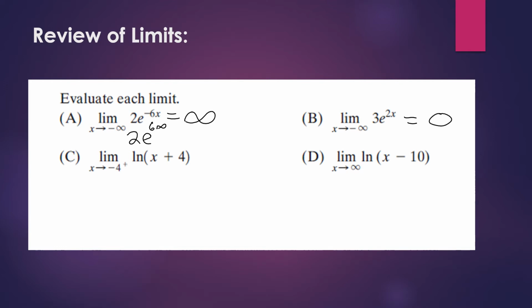For c, the limit as x approaches negative 4 from the right of ln of x plus 4. And it has to be from the right because the ln of 0 doesn't truly exist. So we have to take a limit as it approaches negative 4 from the right. And if you take a look at that, the limit as we approach the ln of 0 is going to be negative infinity. And then as x approaches infinity of ln of x minus 10, well, this is really the ln of infinity, which is infinity.